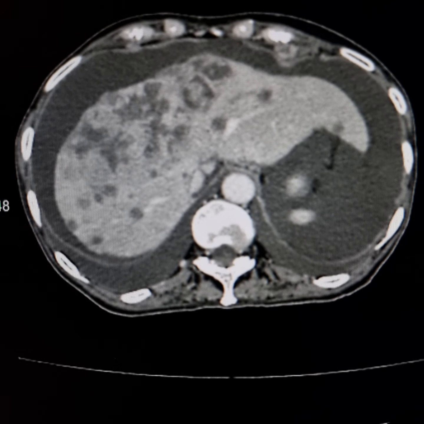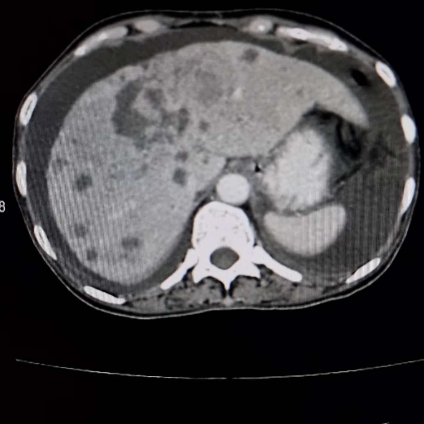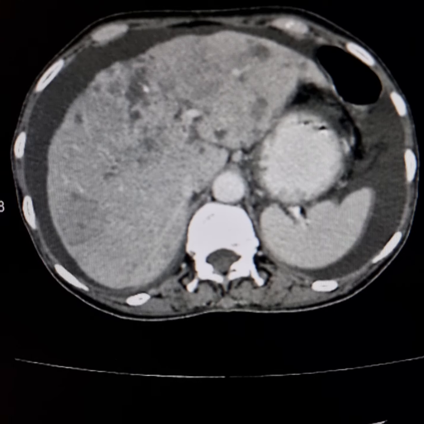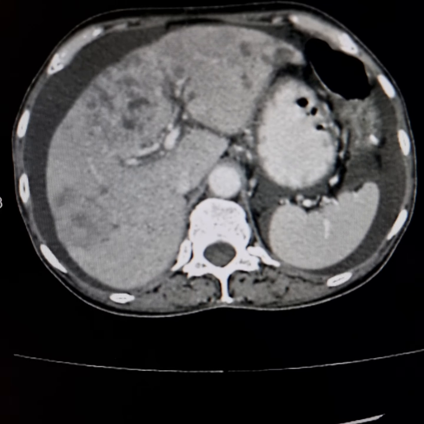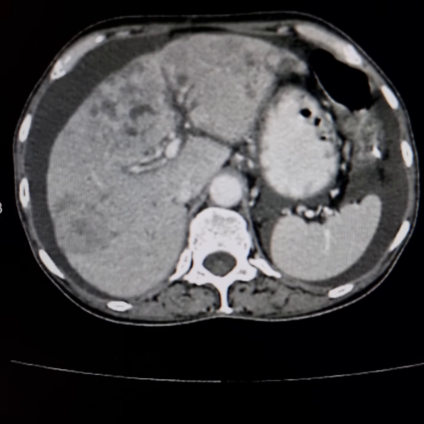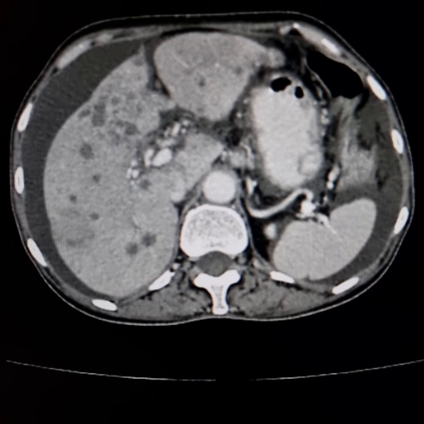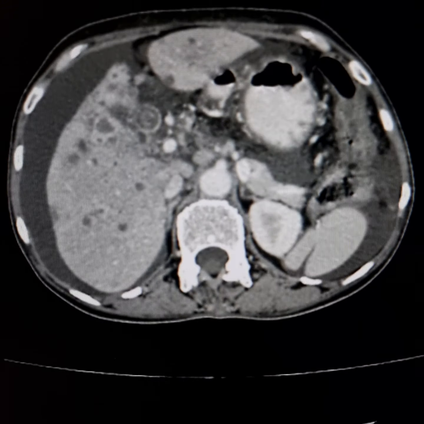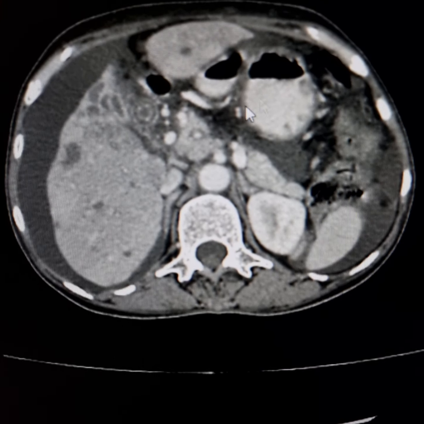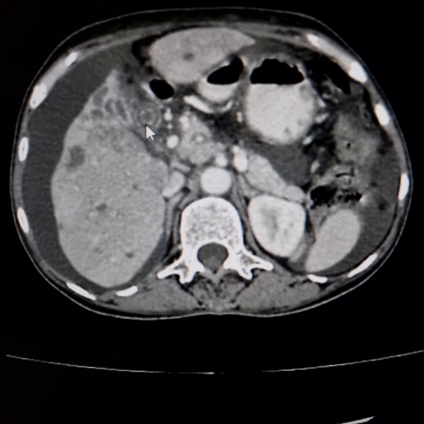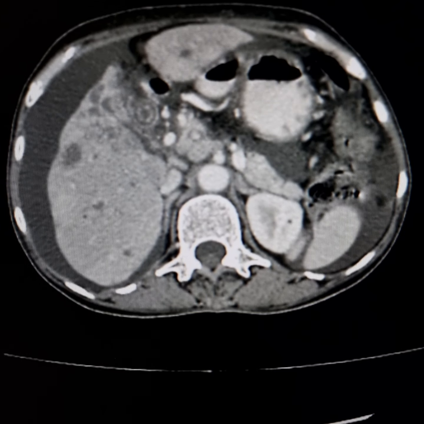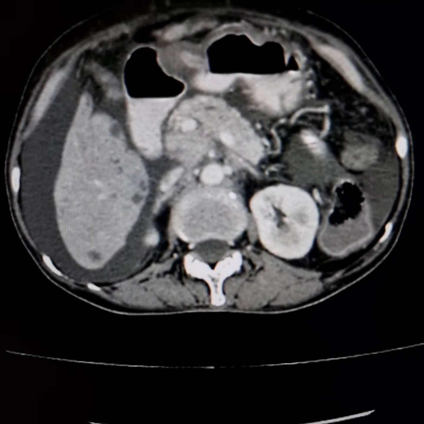This is the hepatocellular carcinoma. Multiple intrahepatic metastases are present. The portal vein and its intrahepatic biliary channels are patent. This is a small calculus in the region of the neck of the gallbladder.